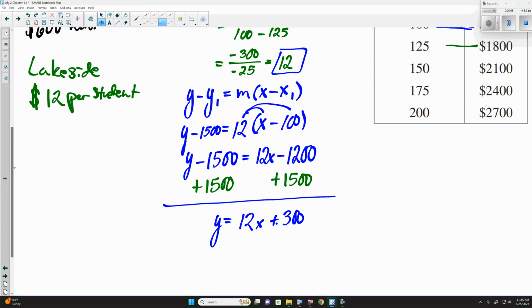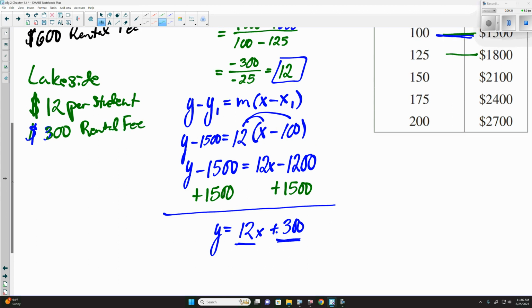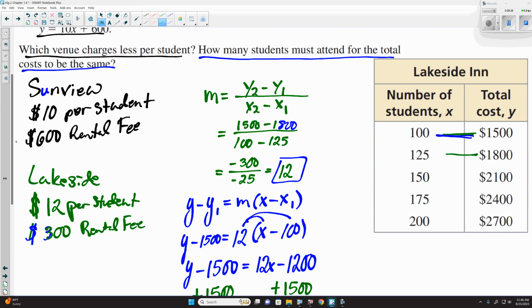But looking at this here, any questions on how we got the other equation? We good with this here? Now the slope part tells us how much per student. The 300 is telling us our rental fee. So the rental fee for this is $300. Any questions on how we got this information here?